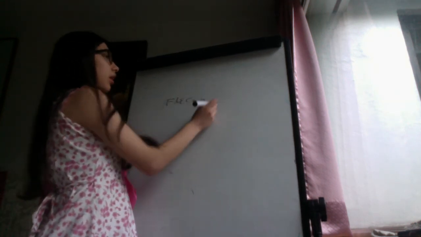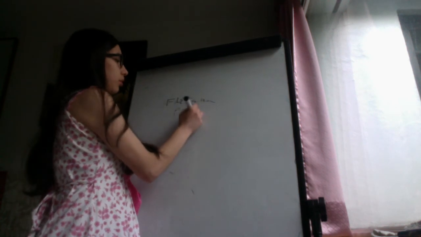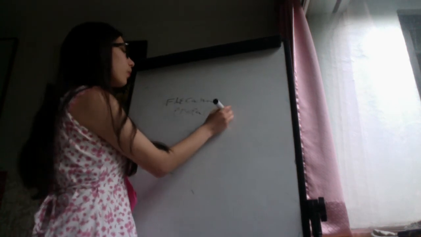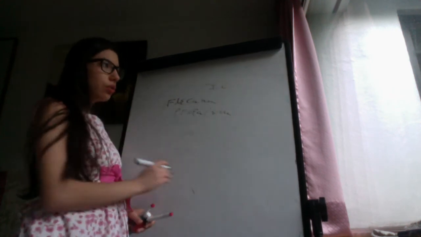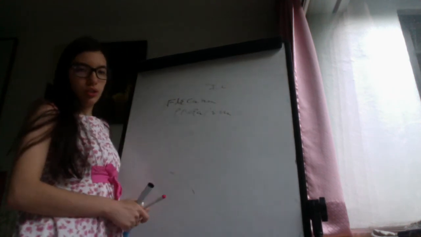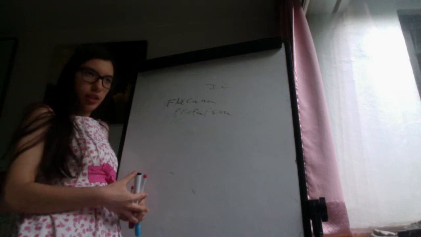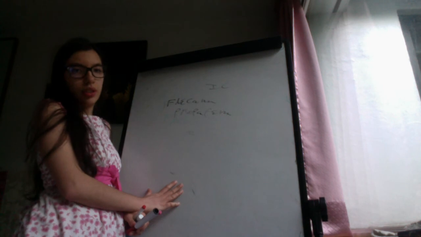Now we're going to see the class 1C antiarrhythmic drugs. These are flecainide and propafenone. These class 1C antiarrhythmic medications block the sodium channels in every state: the inactivated, activated, and closed state.